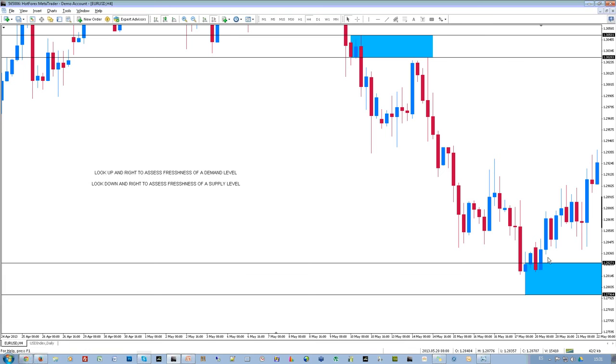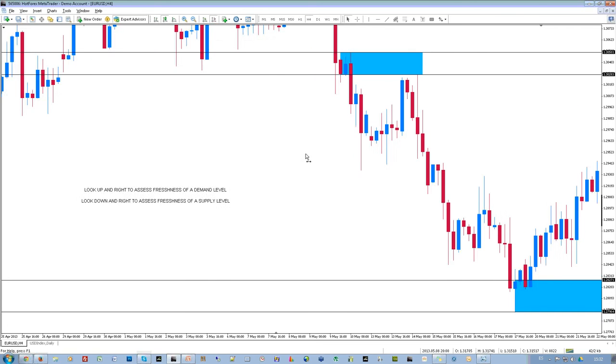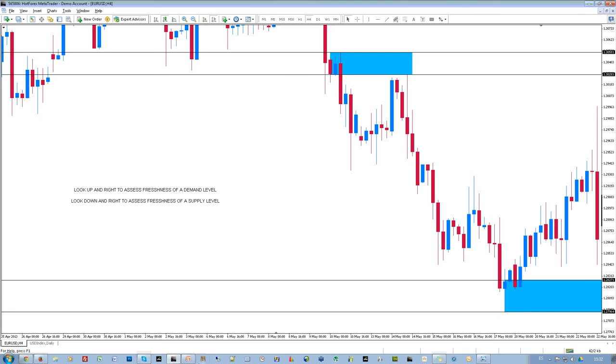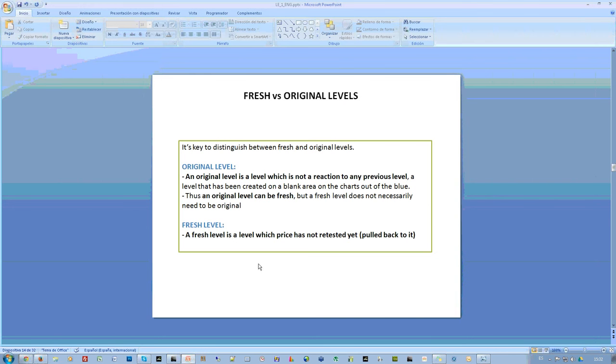The freshness of a level is assessed by looking always to the right, because the right is the future, and the future has not come yet. So how could we know if a level is fresh or not if we don't know what's going to come next? We need to look right. The right is the future on the chart. The left is the historical price of the chart.